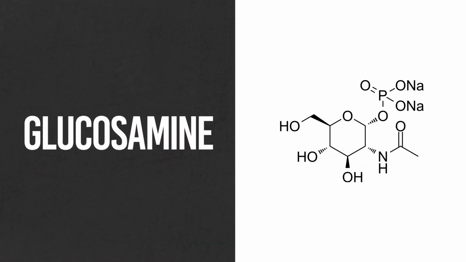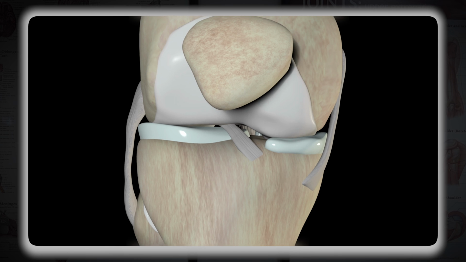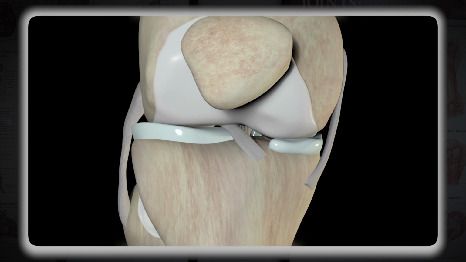First is glucosamine. Glucosamine is a natural compound found in cartilage. It helps maintain cartilage structure and may reduce pain and improve joint function. Though results are mixed, many find it beneficial, especially when combined with chondroitin. Chondroitin, a component of cartilage, helps the joint to retain water. It may reduce pain and inflammation and slow cartilage breakdown. Some studies support its effectiveness, particularly in combination with glucosamine.